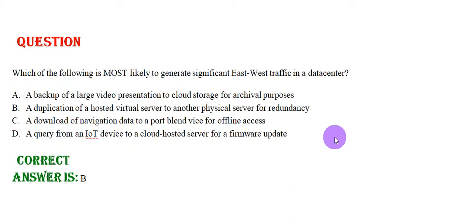Which of the following is most likely to generate significant east-west traffic in a data center? Option A, a backup of a large video presentation to cloud storage for archival purposes. Option B, a duplication of a hosted virtual server to another physical server for redundancy. Option C, a download of navigation data to a portable device for offline access. Option D, a query from an IoT device to a cloud-hosted server for a firmware update. The correct answer is option B.